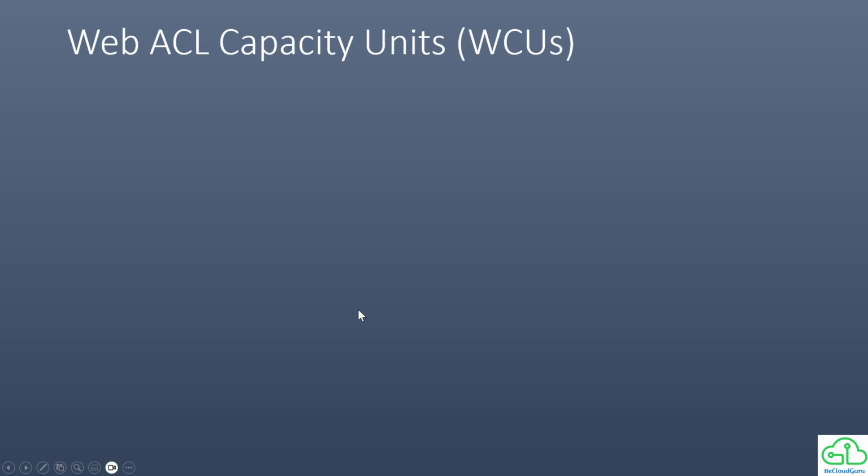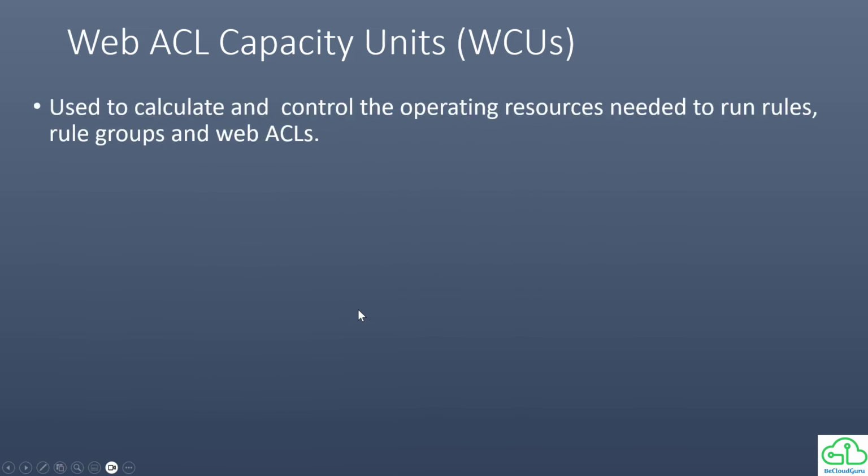Now let's talk about Web ACL capacity units, which are used to calculate and control the operating resources which you require to run the rules or rule groups in the Web ACLs.